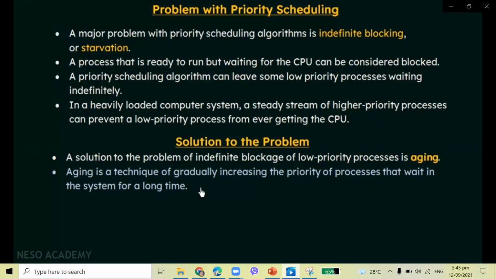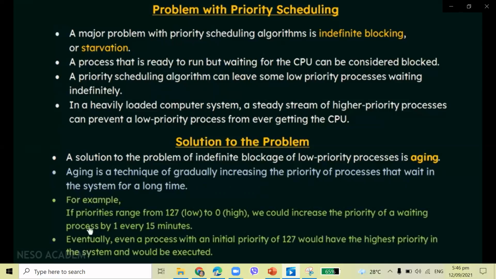So when a process is waiting in the ready queue for a long time, gradually by means of aging, we will increase its priority. So when a process is waiting for a long time, slowly its priority also gets increased. And hence a time will come when its priority is also greater than some of the other high priority processes that have arrived, and hence that process will also get the CPU for its execution. So it will not remain indefinitely blocked or starving for the CPU. So the priority of that process gradually increases. So that is a good solution that we have to this problem of indefinite blockage or starvation.